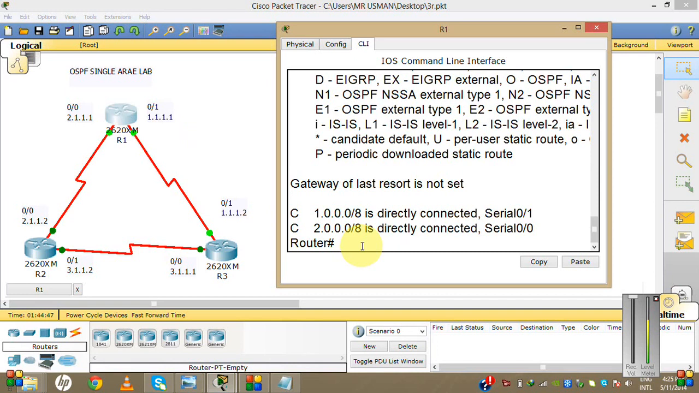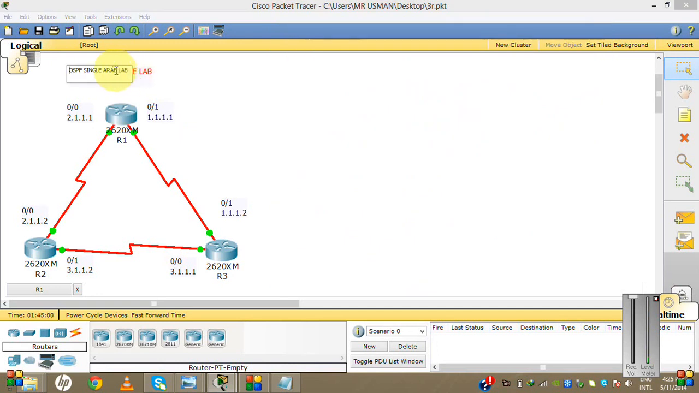Now I am going to advertise the third, missing route in the routing table of the router with the help of OSPF single area.